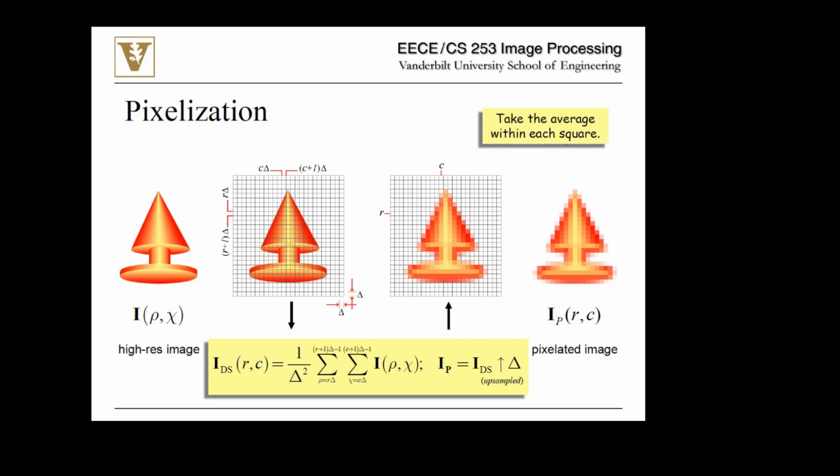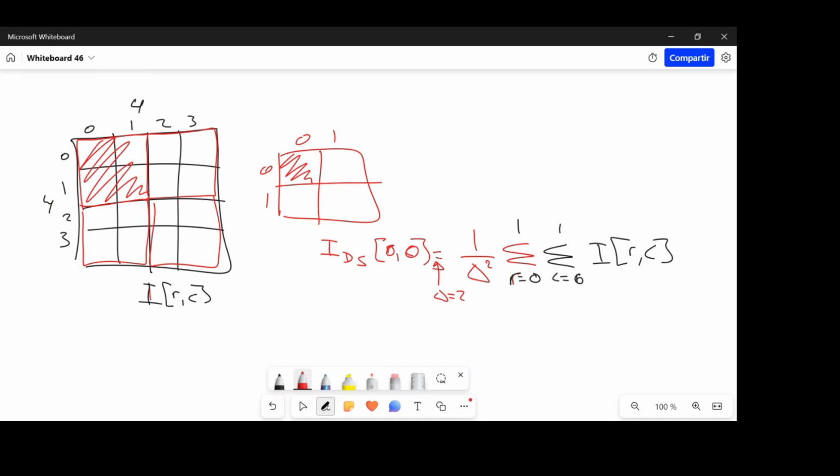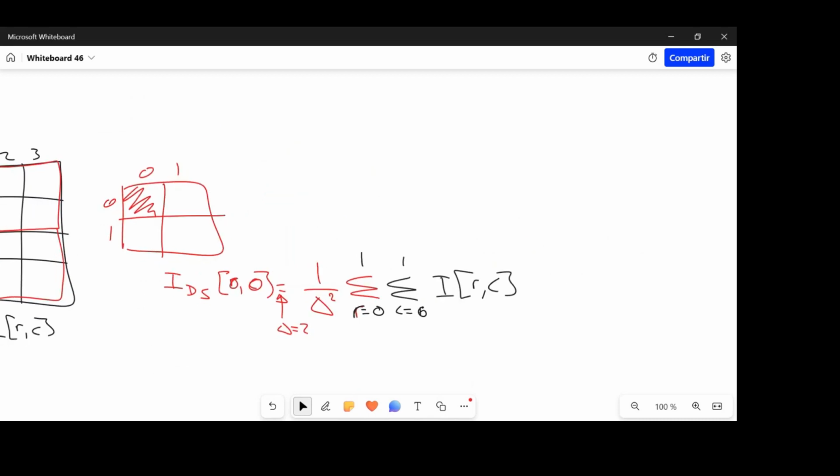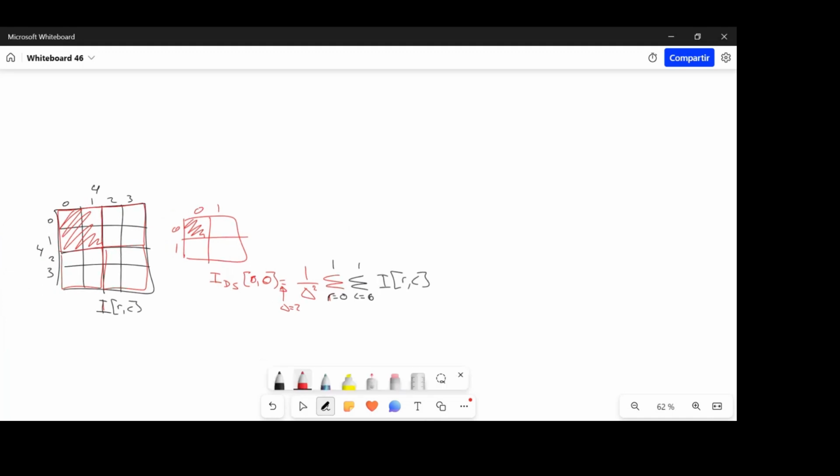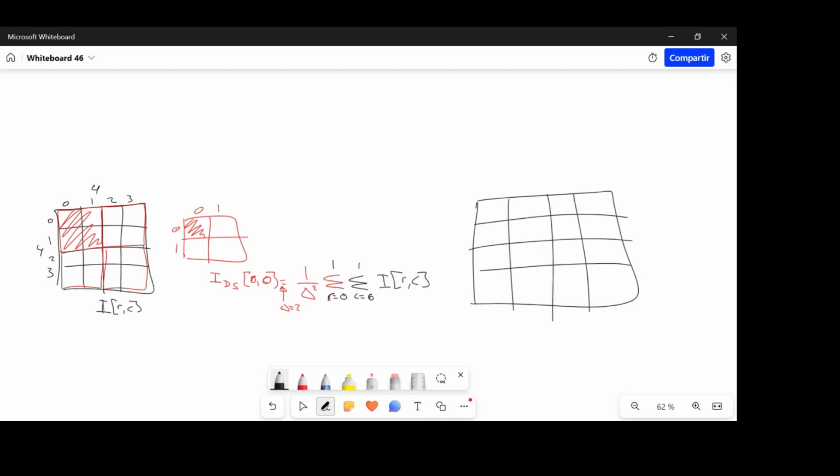Okay, so now we have this downsampled image, this small one. But what we want is to recover one that is at the original size, again 4 times 4. But now what happens is that each pixel value is replicated 4 times. So I come back, but now these 4 values are exactly equal.